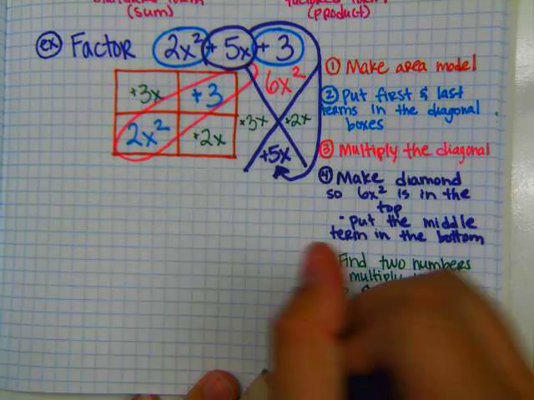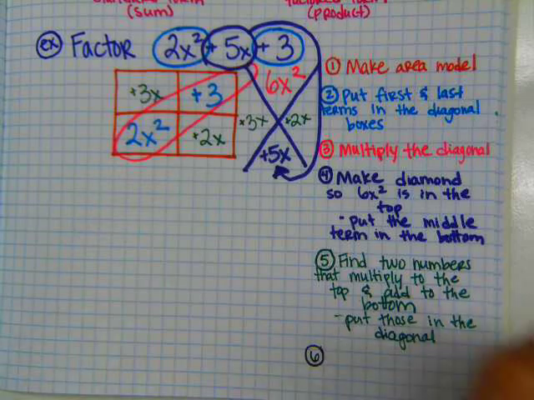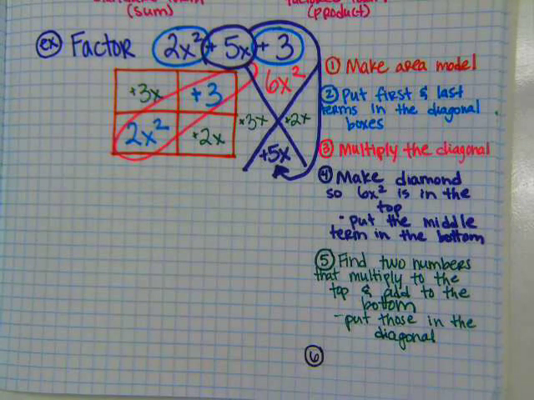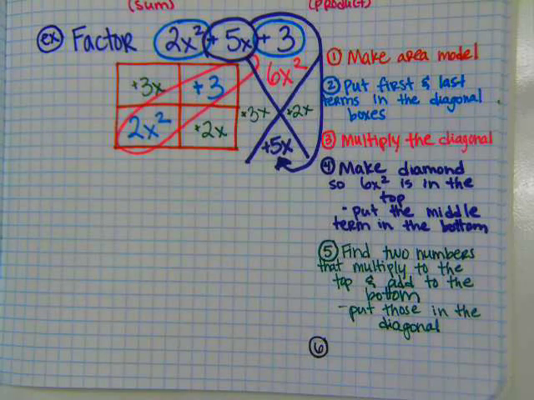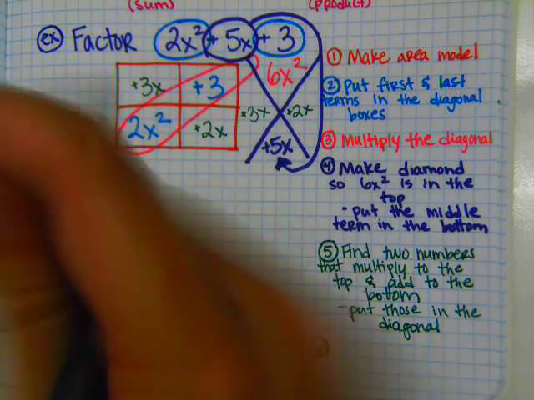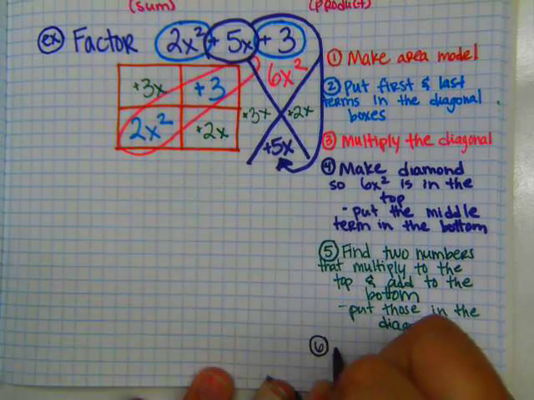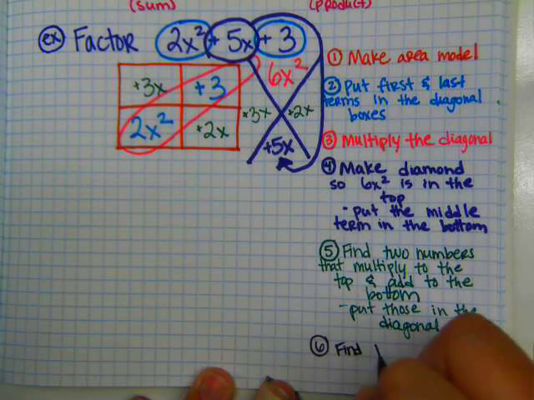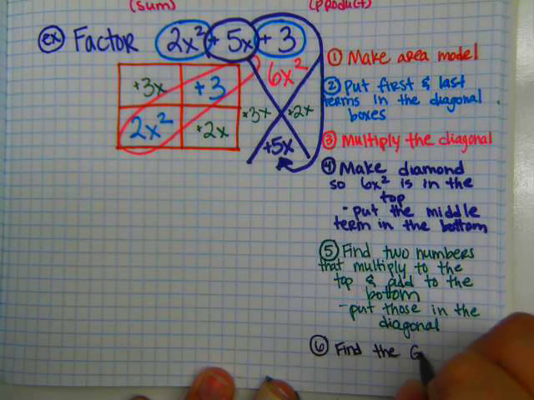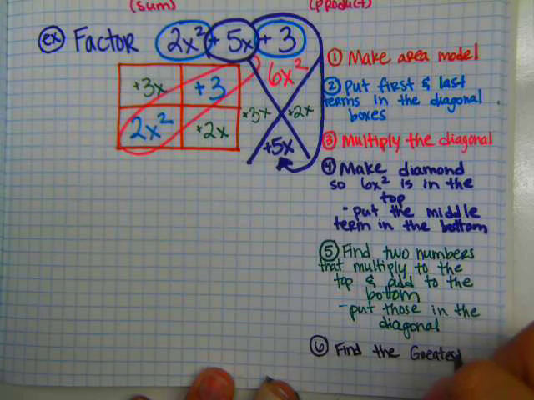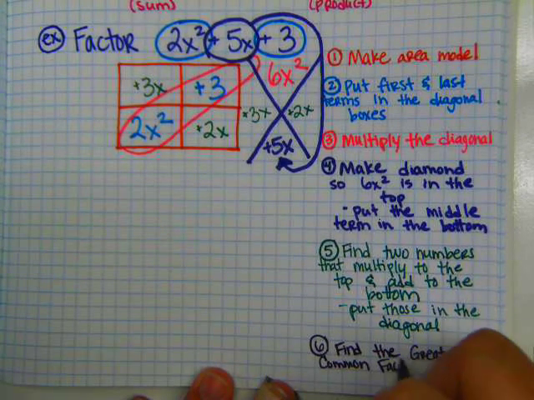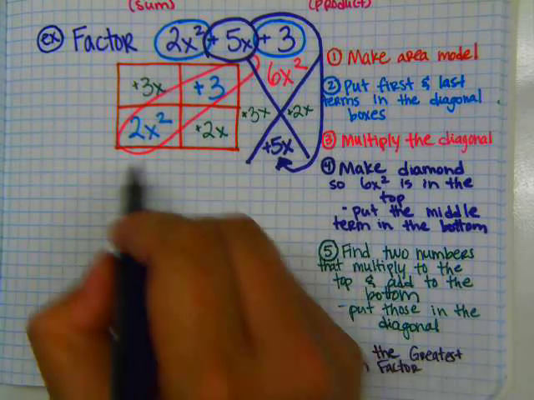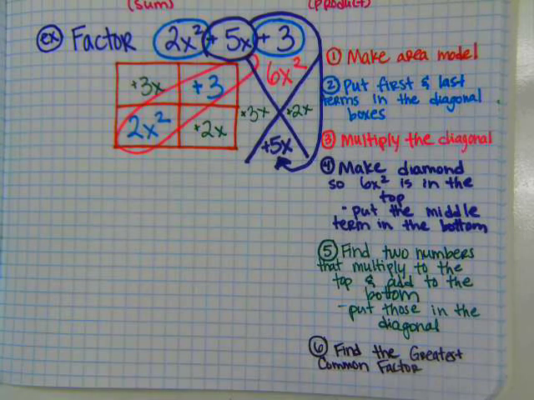Now the sixth step is, I'm going to say, find the greatest common factor for each part. Now again, we've done this. This has been on your test where you have to find what goes around. Okay, so I'm going to write find the greatest common factor for each part. Okay, so let's do this together.